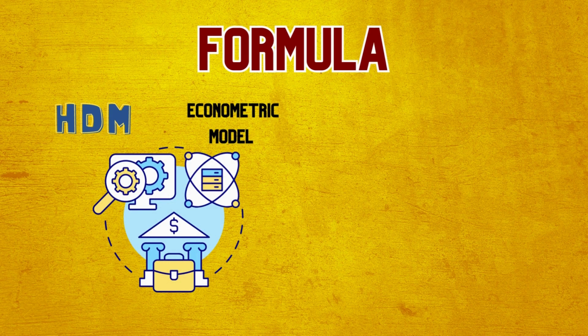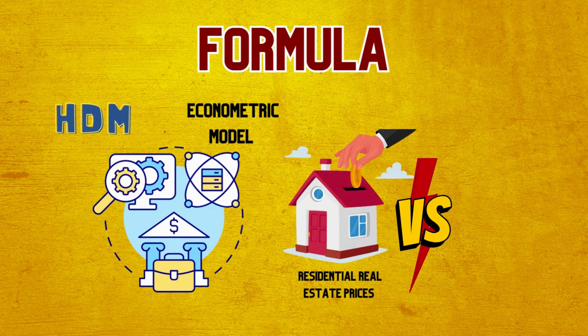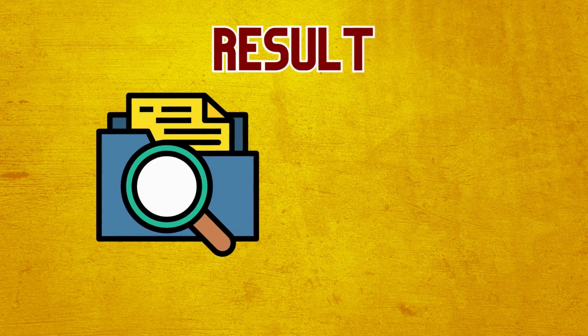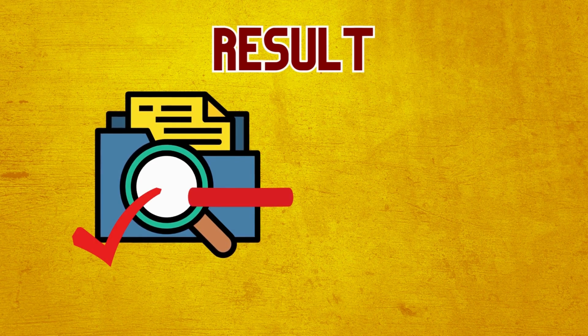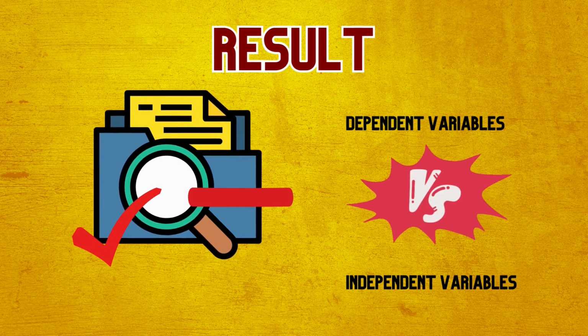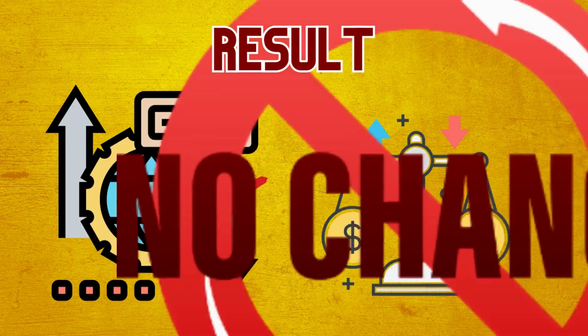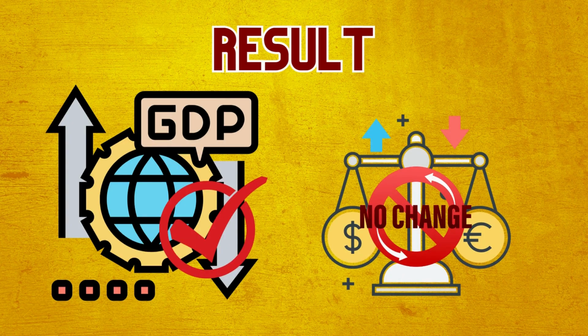the relationship between residential real estate prices and macroeconomic indicators. The findings of this study show positive and negative relationships between dependent and independent variables. The results show that GDP has a significant positive effect on residential real estate prices, while the exchange rate does not have a significant effect on residential real estate prices, although it is positive.